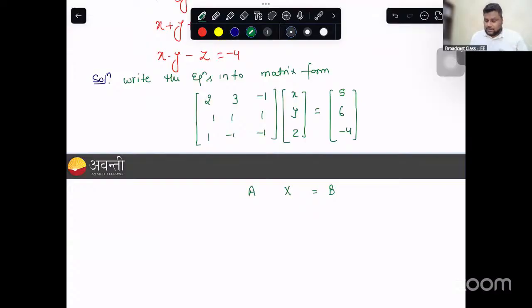Fine. So X is what? X is A inverse into B. A inverse is what? Adjoint A upon determinant of A, into B.